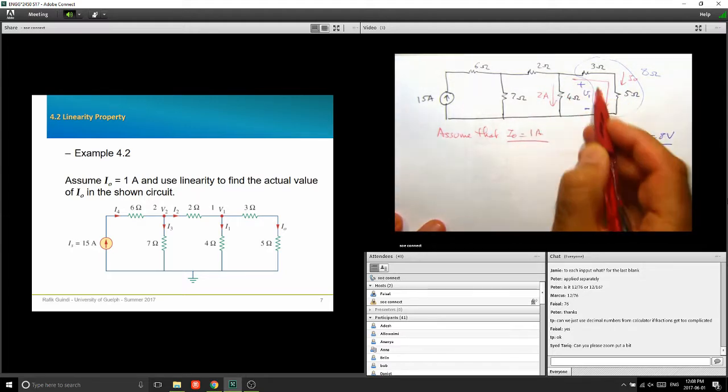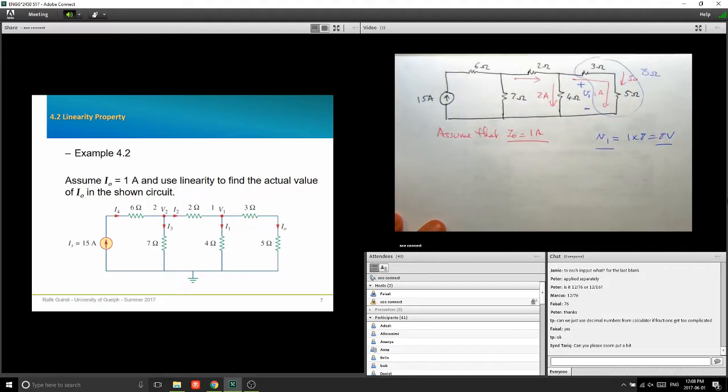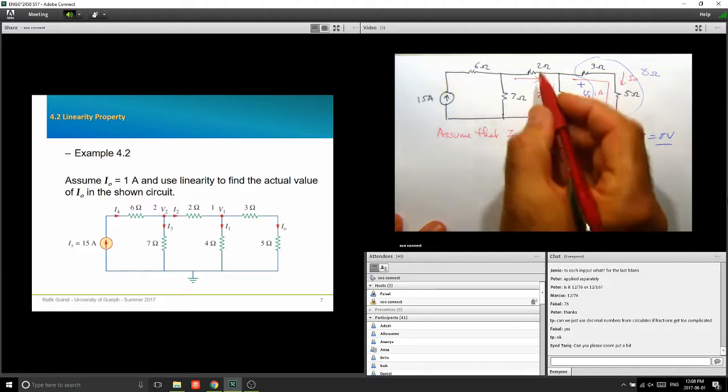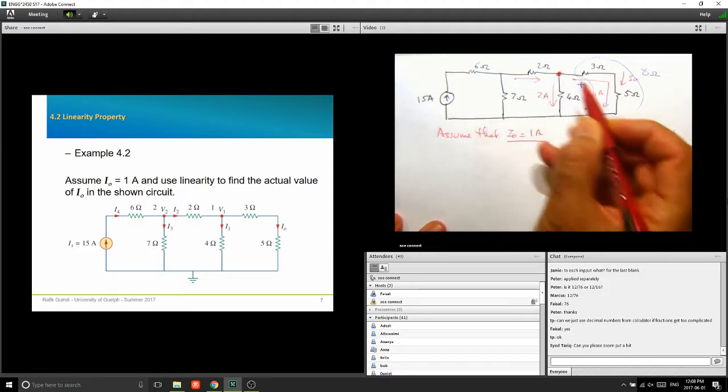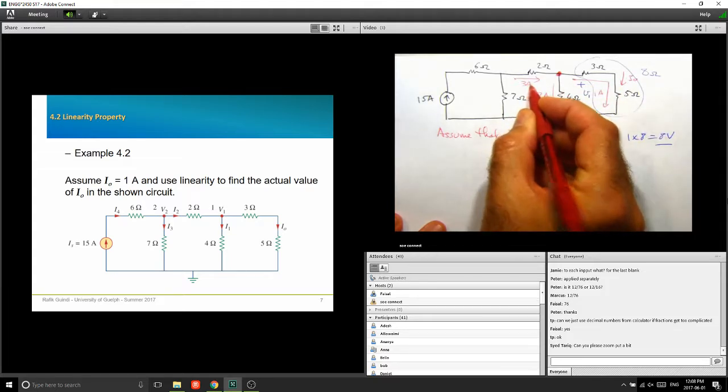I have 2 amps flowing like this and 1 amp flowing there. Can I find how much current I have in this 2 ohm branch? How much would that be? 3, exactly, because of KCL. If you write KCL here, this current has to be the sum of these two. So I have here 3 amps.